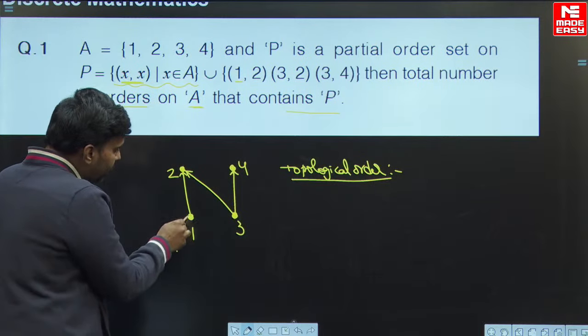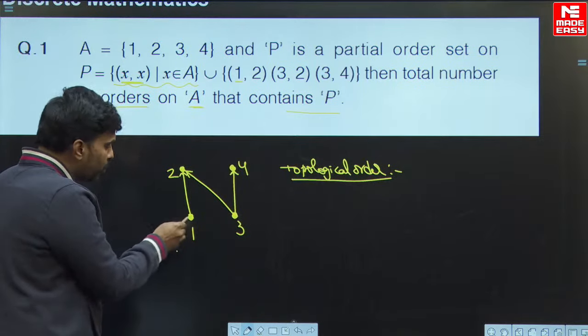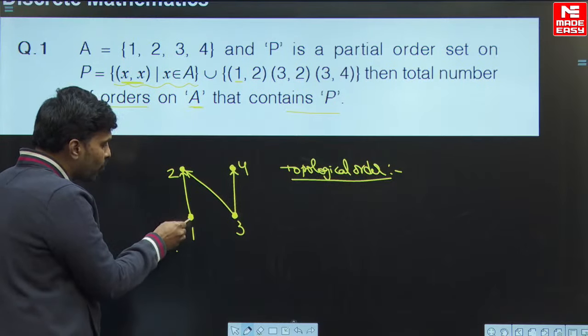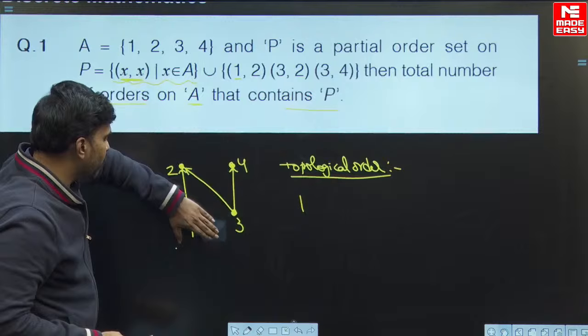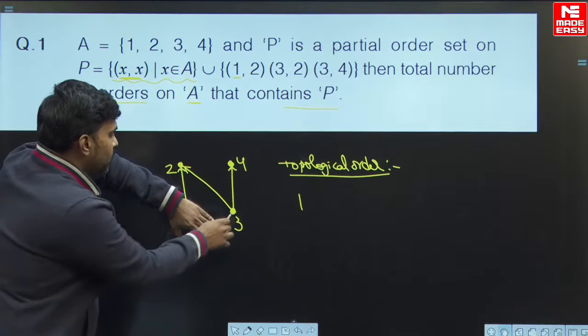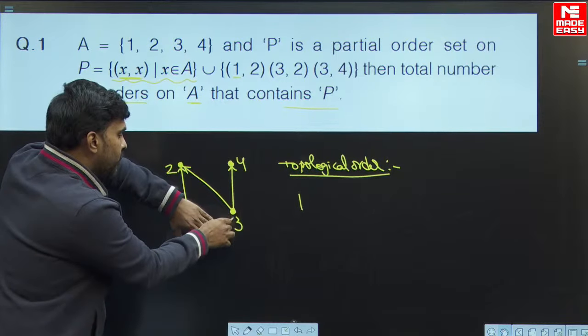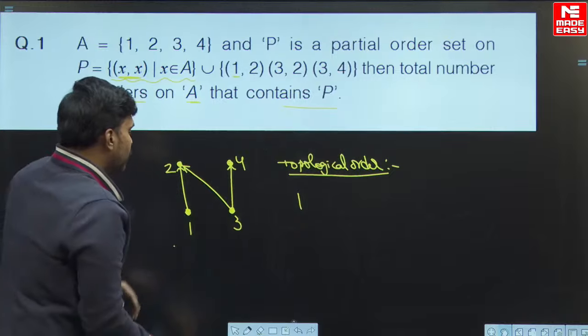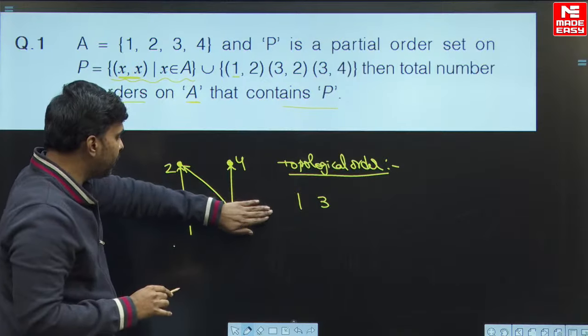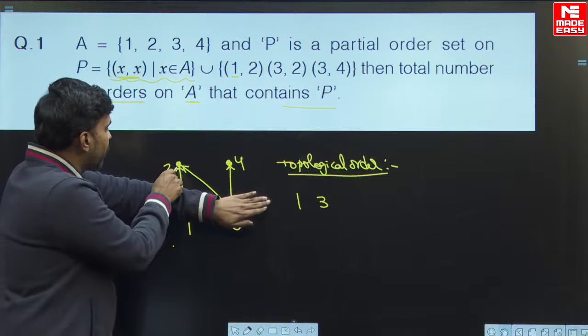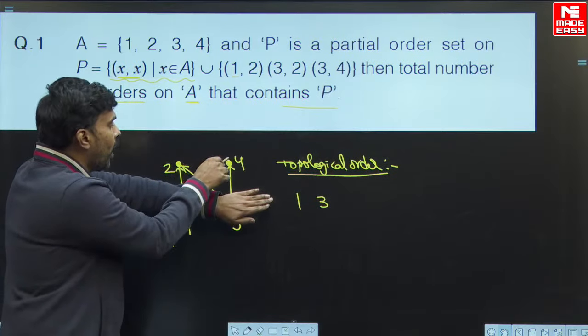Now which vertex has in-degree 0 here? It is 1. So you can take 1 here. After deleting this one, there is another vertex with in-degree 0, that is 3. After deleting 1 and 3, we are left with 2 and 4 only.